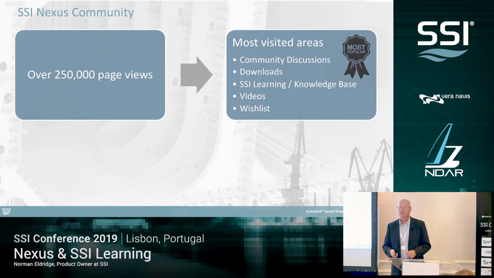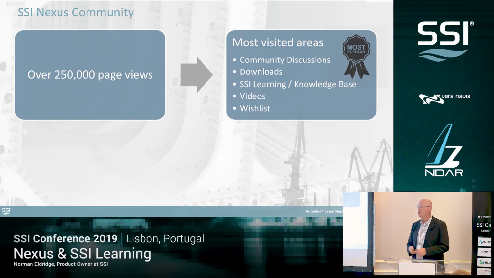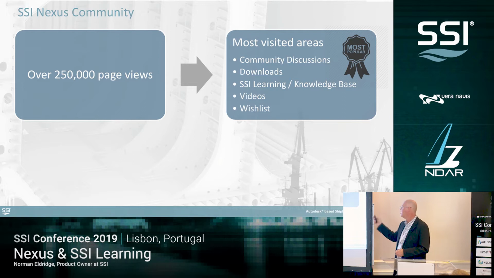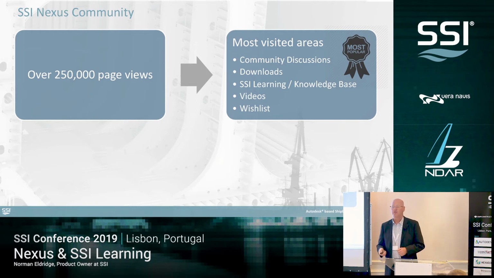The community is very active, 250,000 page views. We've got sort of the areas that get visited. The discussions is probably our most visited area, followed by downloads. That's good. That means people are upgrading. Our knowledge base articles are being consumed, the videos, and we're really seeing the wish list coming on strong over the last year. So it's our newer version of it.